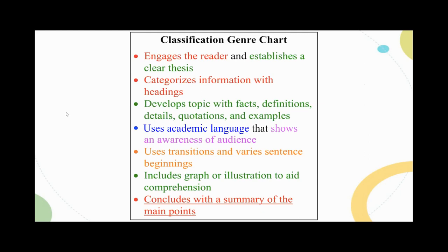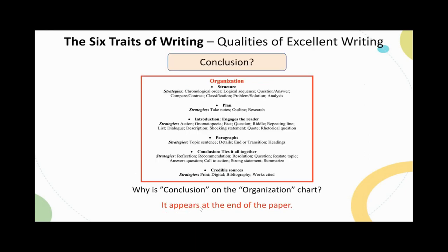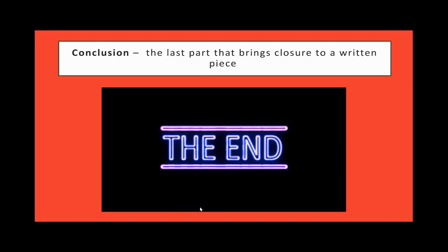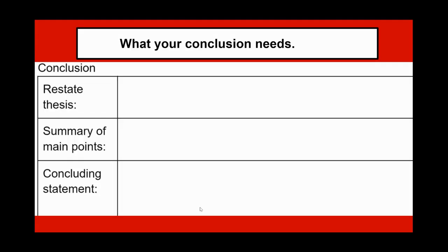Next up on our objectives is to add a conclusion to our classification essay that summarizes all of the main points. Conclusion would also go in organization because it appears at the end of our paper and it wraps everything up for us and for our reader. It's the end. Your conclusion has to have three things. You need to restate your thesis, summarize the main points of your thesis, and then add a concluding statement.